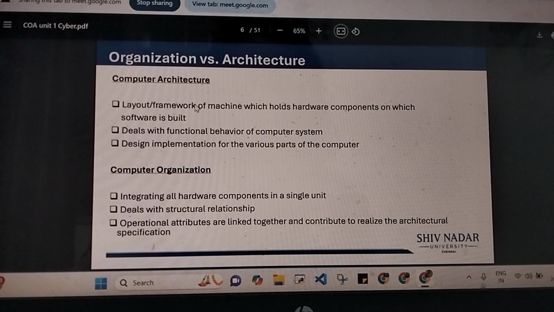So if I just draw the circuit, the connections, and explain this is an encoder, this is a static RAM cell, this is a transistor, that is the organization part, where I'm just talking about what components are there, how they are connected to each other.